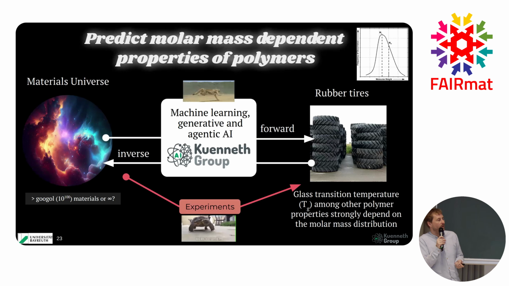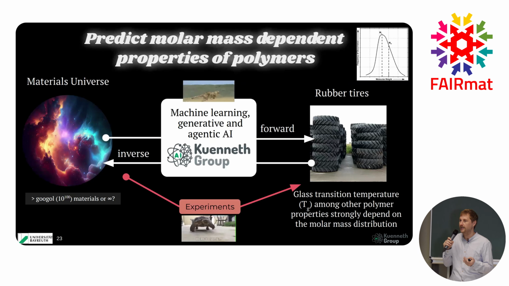There's also many other properties that somehow depend on the molar mass distribution, like mechanical properties of polymers and so on. So it's a bit like, in inorganic systems or in metals, you could think about the grain size distribution or something that also changes the mechanical properties by a lot. So the same happens here in polymers.